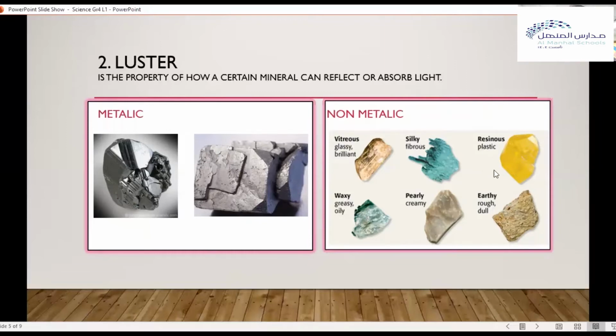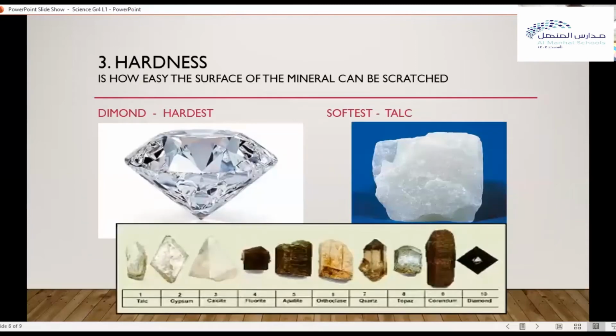Now, resinous is like a plastic feel, so it feels more like something that is plastic, like the remote control of your PlayStation. Waxy has a greasy, oily feel to it. It can scratch very easily. The next one that we look at is pearly. Pearly has a more rock-like feel to it, but it has a smooth texture. Then you get earthy. Earthy is rough but dull, so it has this rock structure to it. So that is one other way that we can look at how minerals can be classified.